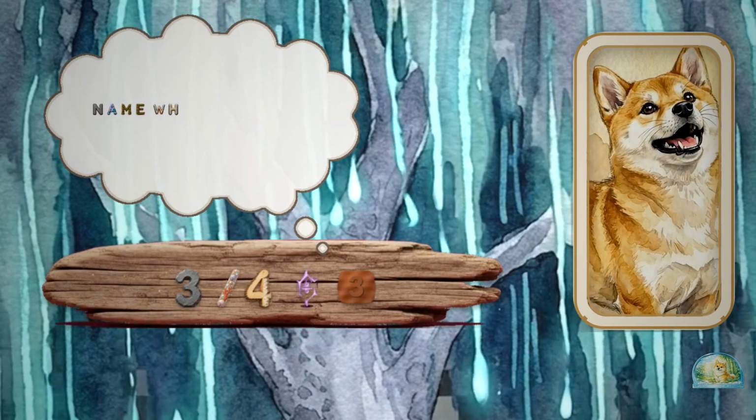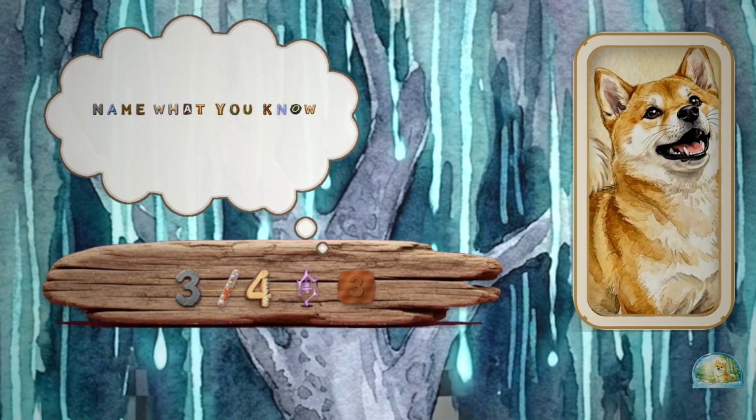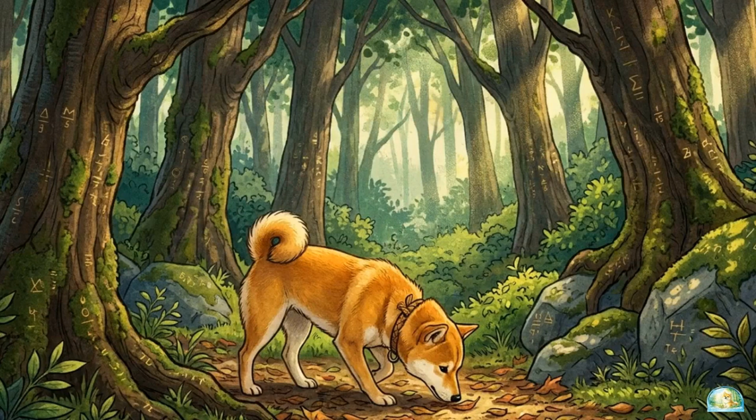Name the total, the groups, and the unknown before choosing a plan. Today, watch the scene carefully. The numbers and symbols are part of the world, so the structure can be seen before it is named.